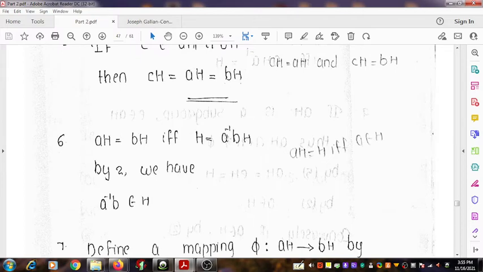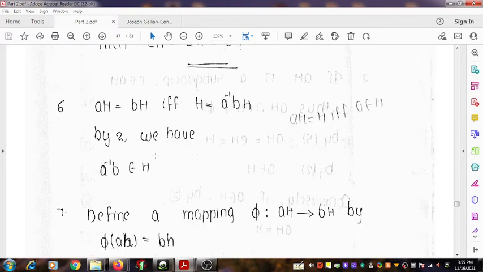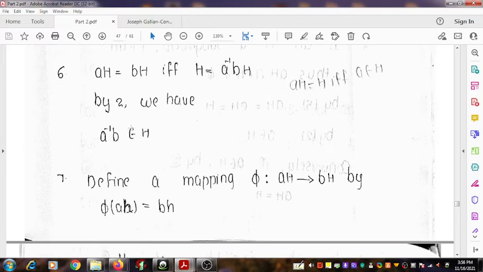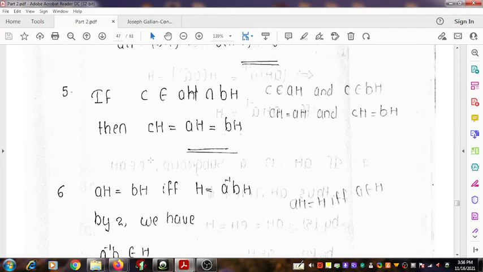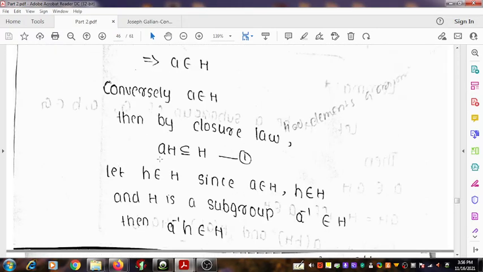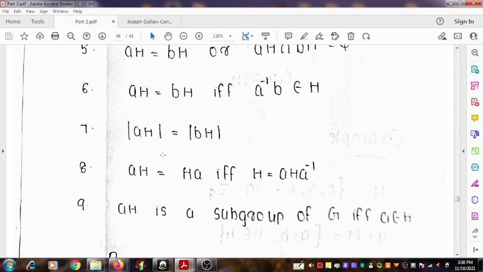Clearly, if A inverse B times H equals H, then A inverse B is an element of H, because E, the identity element, is present in H. So A inverse B is an element of H, and that is the thing that we want to prove. That's the sixth one. We obtain that A inverse B is an element of H.